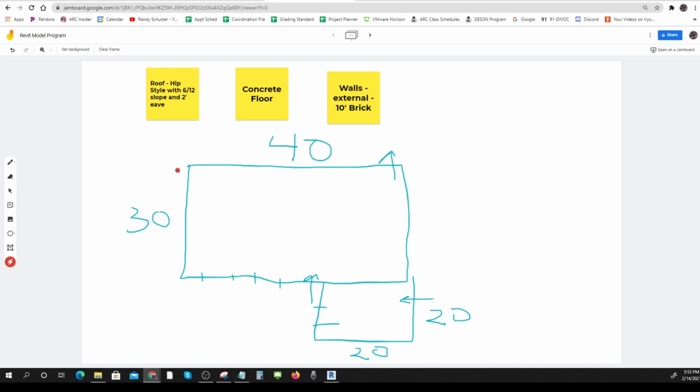Some other information for me is that the roof should be a hip roof, which means it's going to be sort of like that, sort of, because this is also going to have something that comes over. And it's a 6-on-12 slope with 2-foot eaves. There's a concrete floor, and the external walls are 10-foot tall brick. So that's all the architect has told me, and now I have to make a visualization of that.